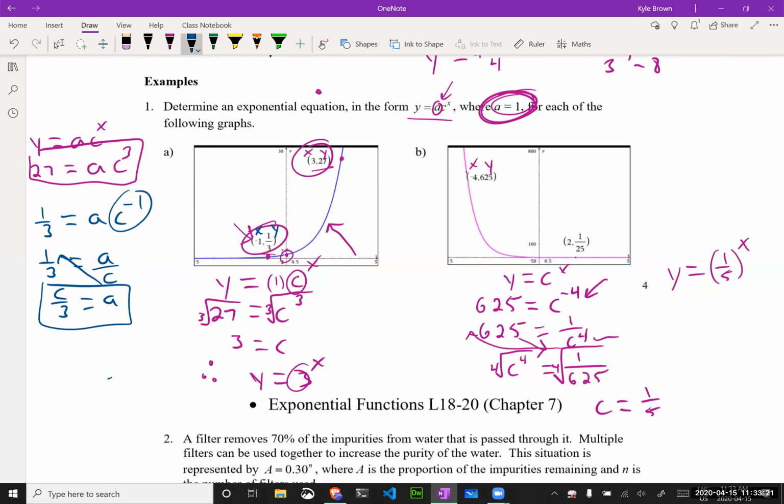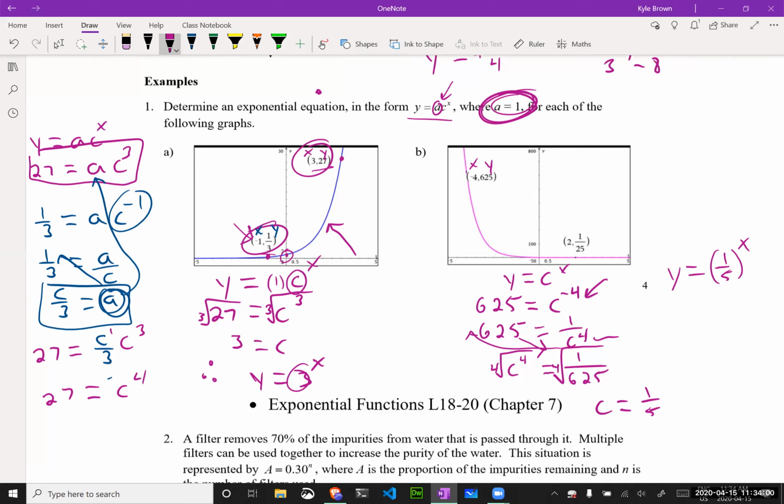Now, I get to put this in, right? That's what A is equal to. So we're going to rewrite that top one now as 27 is equal to, and instead of an A, I'm going to put in what A is equal to. So I'm going to put in C over 3, and then I've still got C to the power of 3. Cleaning this up a little bit, this is now 27 is equal to C to the power of 1 times C to the power of 3, which is C to the power of 4.